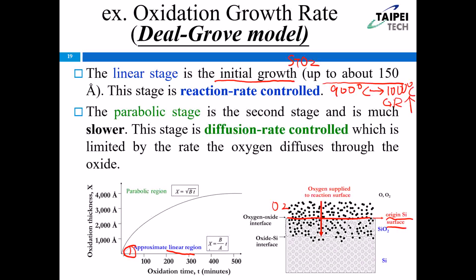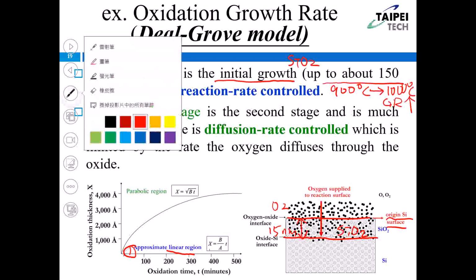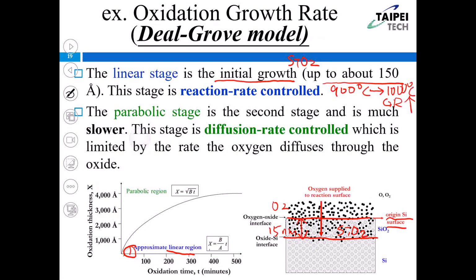After we already have, for example, 15 nanometer of silicon dioxide, in the second stage I still want to grow thicker silicon dioxide. Then at this moment, the oxygen must diffuse through the silicon dioxide. Then the oxygen can react with the silicon here.